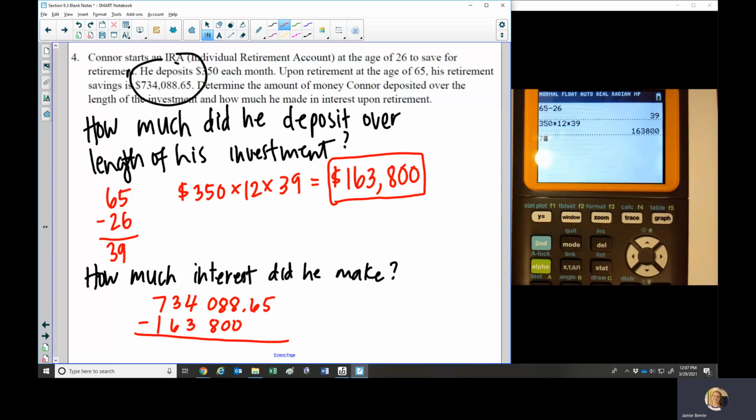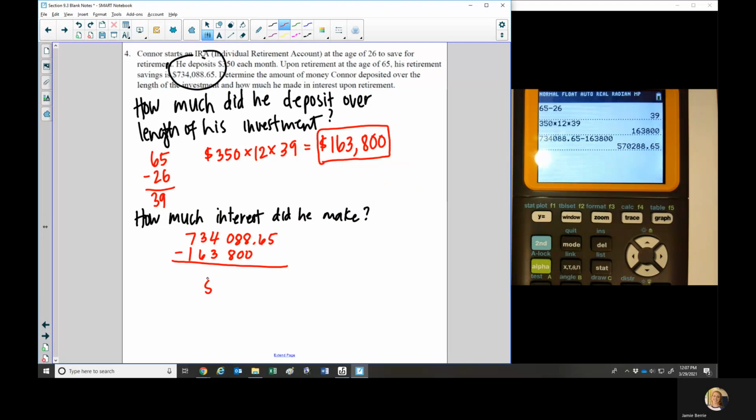All right, so $734,088.65 minus $163,800. All right, so this is how much interest that he earned. So this is money. So that was $570,288.65. He made a ton of money in interest.